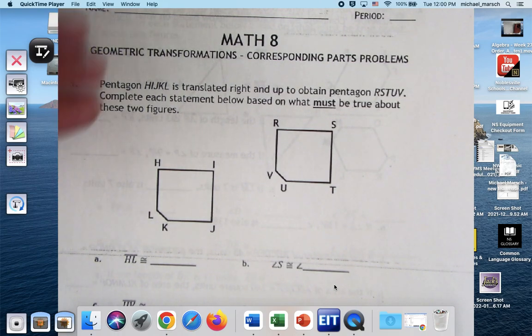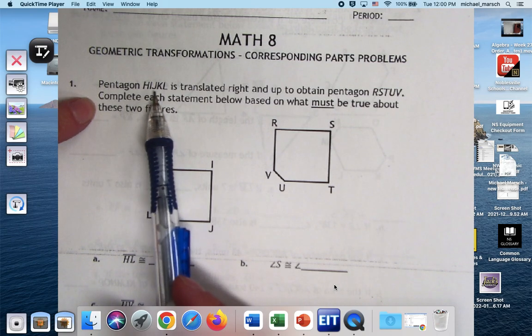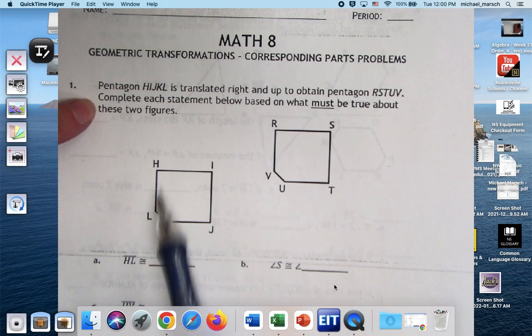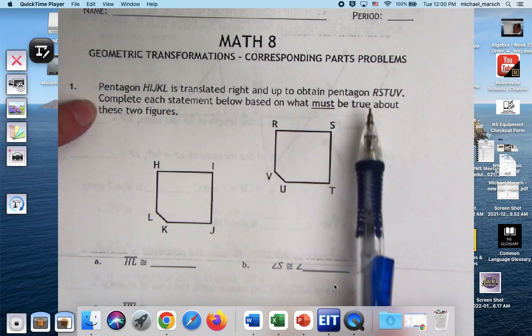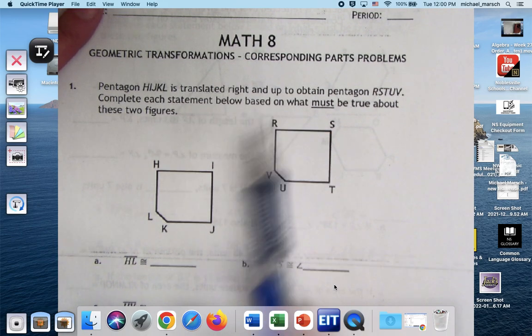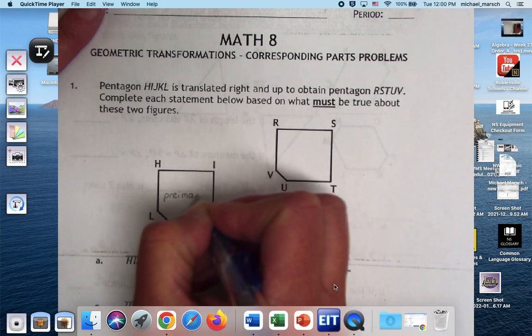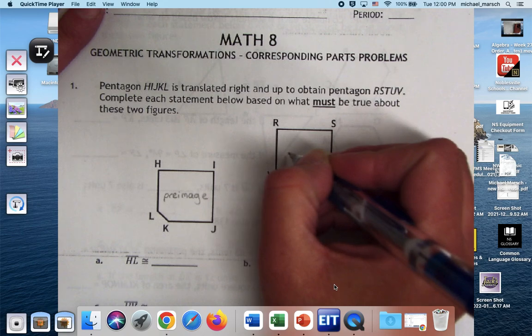So what we're going to be doing is looking at these two shapes. They tell us that pentagon HIJKL translated right and up to obtain this one. Now the difference between what we've been dealing with is we don't have any apostrophes. Everything's given its own letter. So you have to pay really close attention. This would be my pre-image because they told me that it was translated to this image.